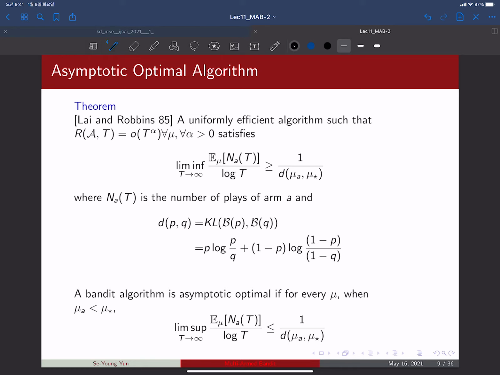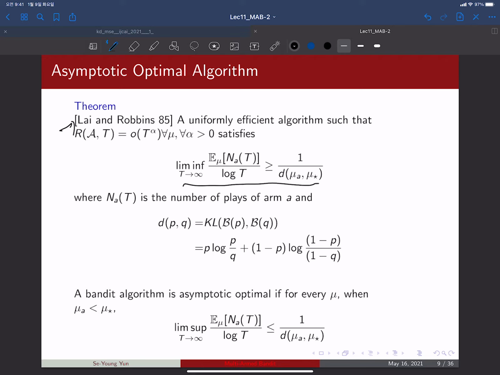So Lai and Robbins first presented a very nice lower bound result. The lower bound means any algorithm cannot beat the regret lower bound. So it is impossible to design a decision-making process for the Bernoulli bandit setting which has less regret compared to this regret lower bound. What is this regret lower bound?